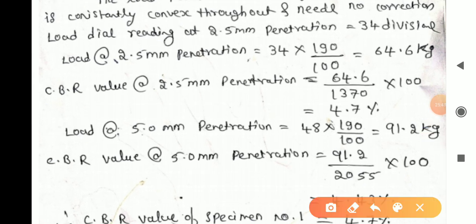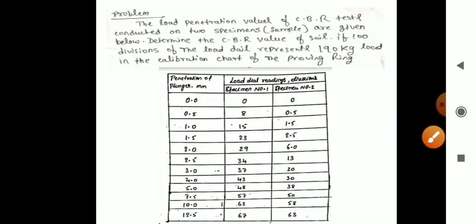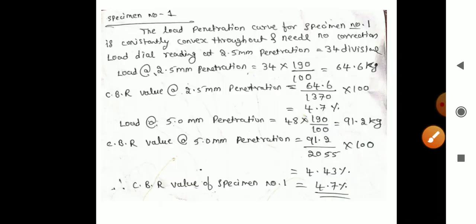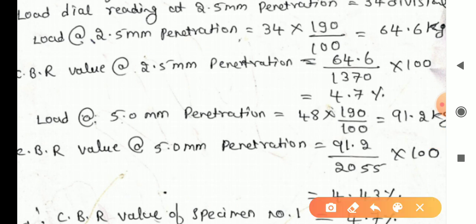Already I said, we are comparing the CBR value of soil with aggregates. Here we are taking the load value, so 1370 is the standard value for 2.5 mm. Similarly, for 5 mm penetration, we got 48 divisions in the graph, so 190 by 100 gives 91.2 kg. Here 2055 is the standard value, and 1370 is the standard aggregate value.